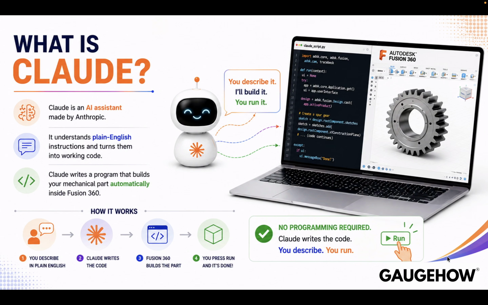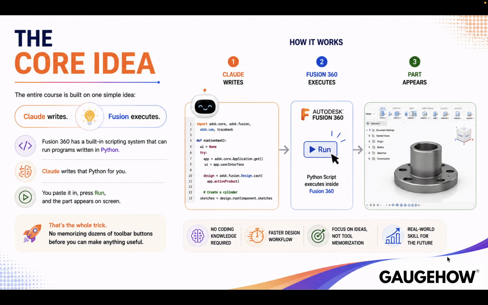Now it's time to understand the single most important concept of this entire course. Everything that we will learn throughout this course is based on this simple workflow. That is, Claude writes and Fusion 360 executes. At first, it may sound almost too simple, but once you understand what is happening behind the scenes, you will realize why this approach is so powerful. So let's understand. Fusion 360 has a built-in scripting environment that allows it to execute programs written in the Python programming language. Autodesk provides a complete application programming interface, commonly called an API, which gives Python scripts the ability to communicate directly with Fusion 360.